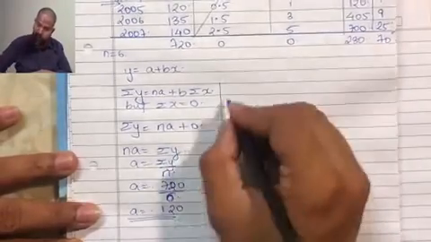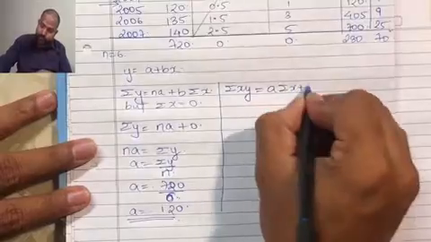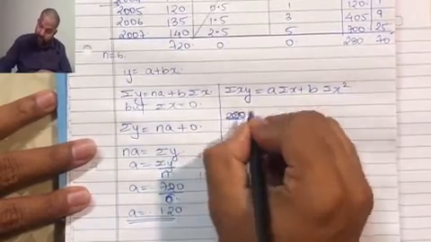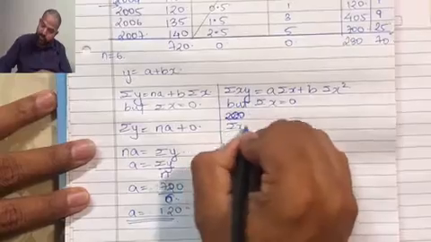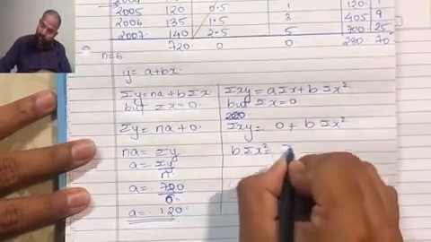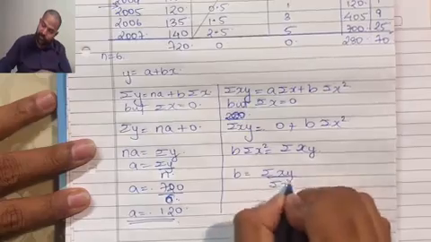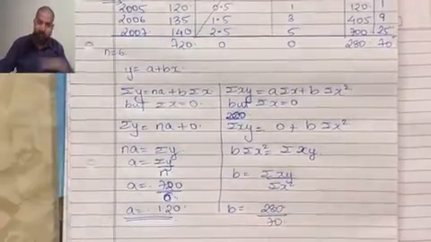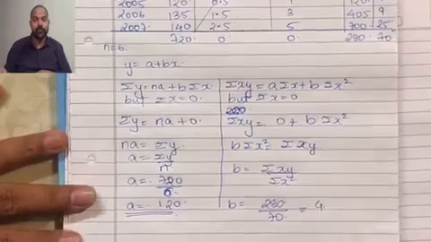Let's find the value of b. I'm finding it parallelly so that I don't waste too much place. Sum of xy is equal to a sum of x plus b sum of x square. Sum of xy has worked out to be 280. Because sum of x is 0, sum of xy is equal to 0 plus b sum of x square, or b is sum of xy divided by sum of x square, which is 280 divided by 70. 280 divided by 70 is 4. So the value of b works out to be 4.